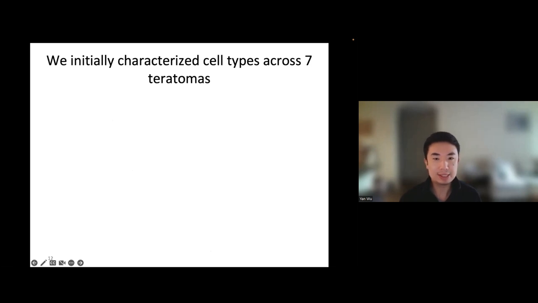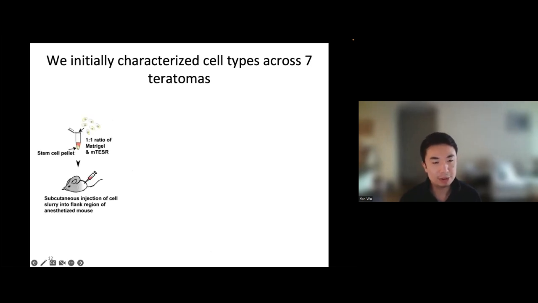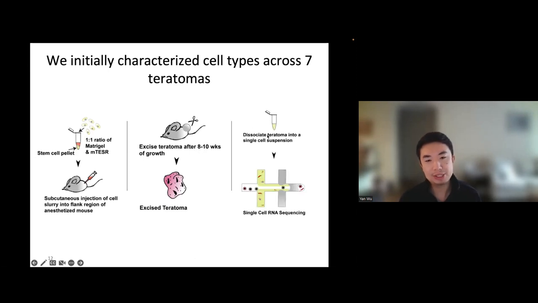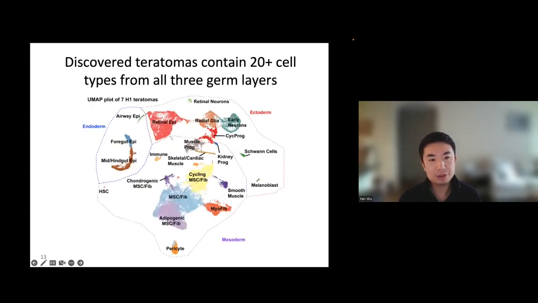So we initially characterized cell types across seven teratomas. We created teratomas by mixing a one-to-one ratio of Matrigel and stem cells in mTeSR, injecting them into the flank of a NOD-SCID mouse. We let the teratomas grow for about 8 to 10 weeks, excise them, and dissociate them into single-cell suspension for single-cell RNA sequencing. After correcting for technical batch effects, we found more than 20 cell types across all germ layers.